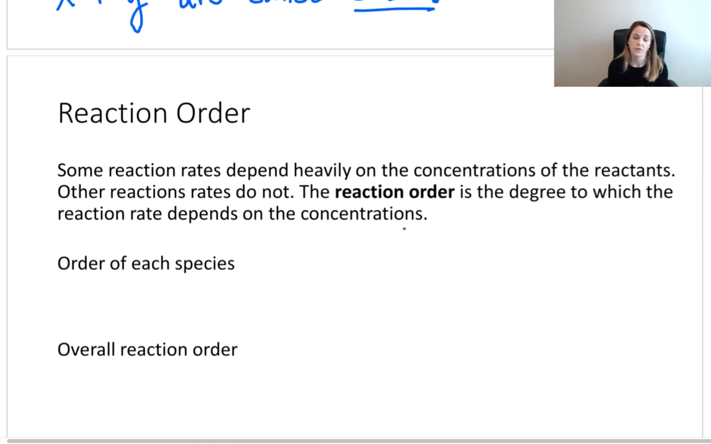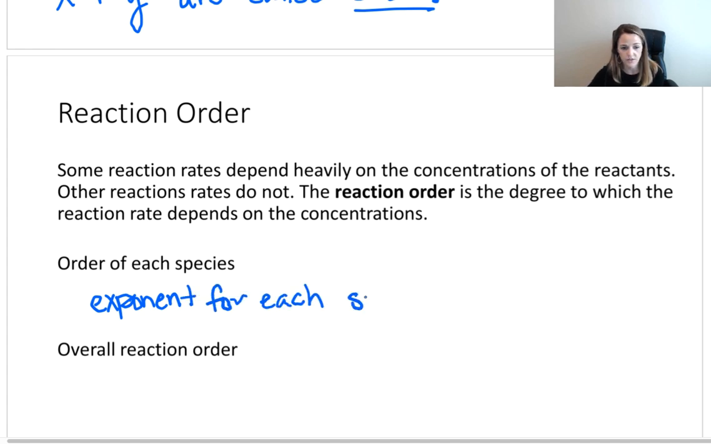So in kinetics, we have these things called reaction orders. And so some reaction rates depend heavily on the concentrations of the reactants. Some don't, okay, but most of them do. And so the reaction order is the degree to which the reaction rate depends on the concentrations. So what we can do is look at the order of each species. So that is going to come from your exponent. It's your exponent for each species.